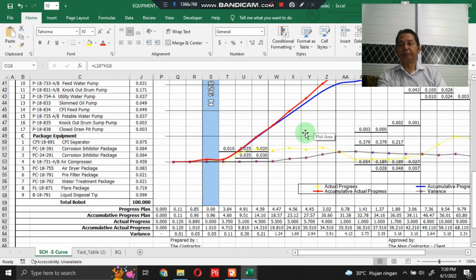Thus, my brief explanation of how to make a work schedule and S-curve for equipment installation and mechanical erection works. Hopefully, this shall be useful and helpful for those related to this field.